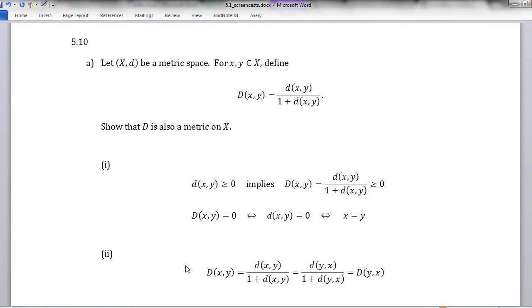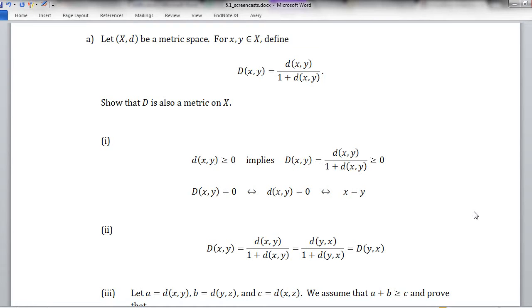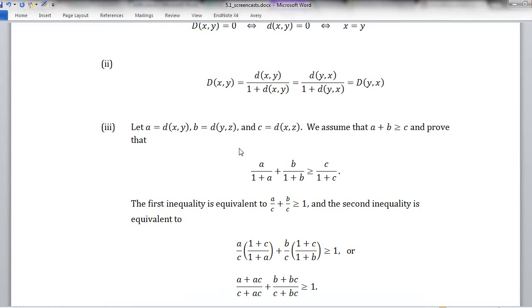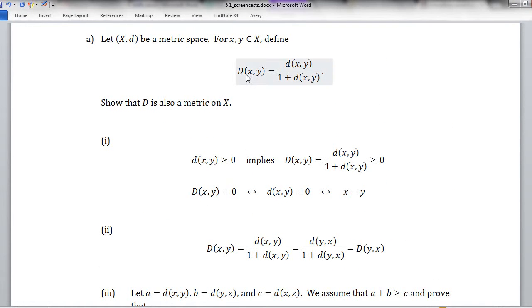And the second property: we want capital D to be symmetric. By definition, it equals this, and then since little d is symmetric, we can change the order of the y and the x in both places, and it becomes just capital D of y, x. So capital D being symmetric follows quickly from little d being symmetric. And as easy as those two are, you'd think that maybe the third one would be too, but it's not. Using the fact that the triangle inequality holds for little d, we want to prove that the triangle inequality holds for capital D as well.